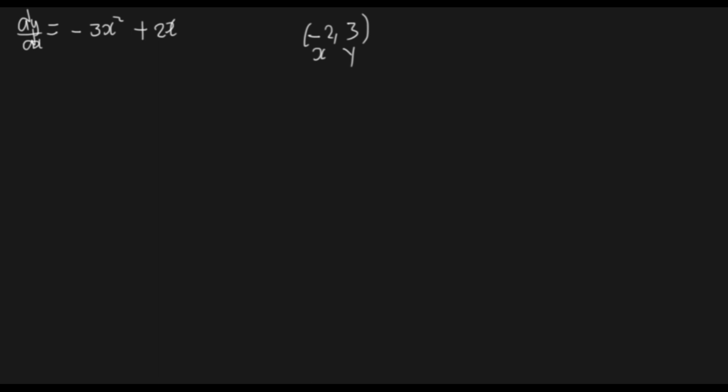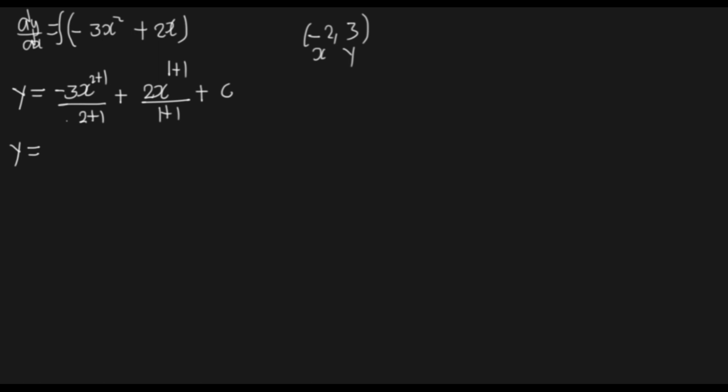So if you have been given a point where the function is passing through, there will be a need of finding the value of c. So now let's integrate this part. Where there is dy over dx, we put y. So the integration of negative 3x squared becomes negative 3x raised to the power 2 plus 1 over 2 plus 1. Then for 2x raised to the power 1, we add 1 over 1 plus 1, plus c.